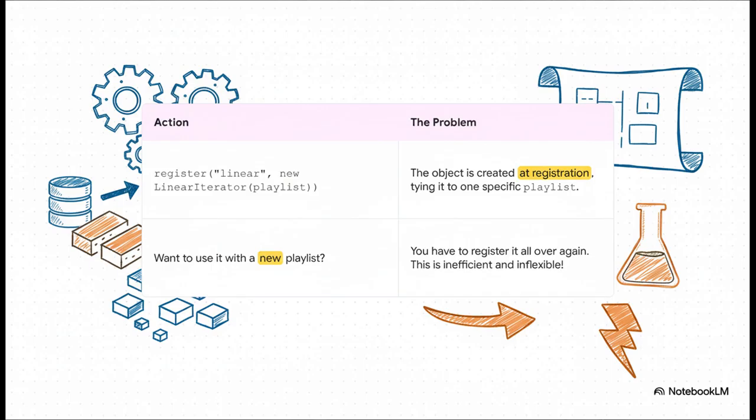So what happens later if we want to use that same linear logic, but with a different playlist? We can't. We'd have to register a whole new one. We've accidentally tied the creation logic to the specific data it uses, and that just kills our flexibility.